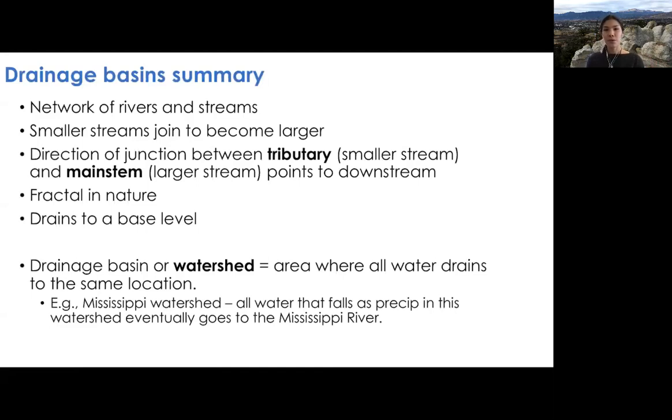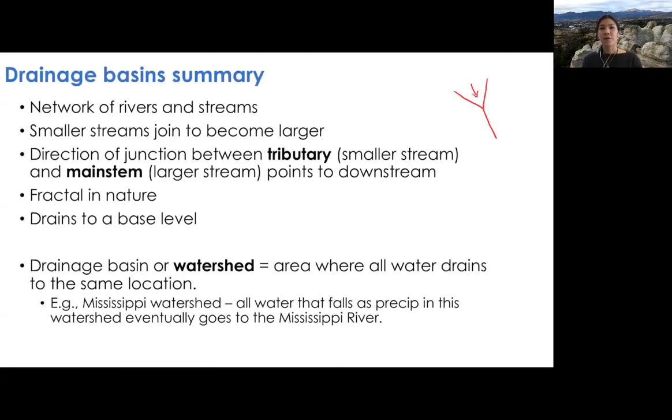One of the interesting rules that I've noted is that the direction of the junction between tributary and main stem streams, so between these smaller streams and the larger streams that they become, tends to point in the direction of downstream. So what I mean by this is when you have two rivers that meet, they tend to form this Y form where the Y is pointing downstream. So that's a major characteristic of what we call quote unquote normal drainage networks.